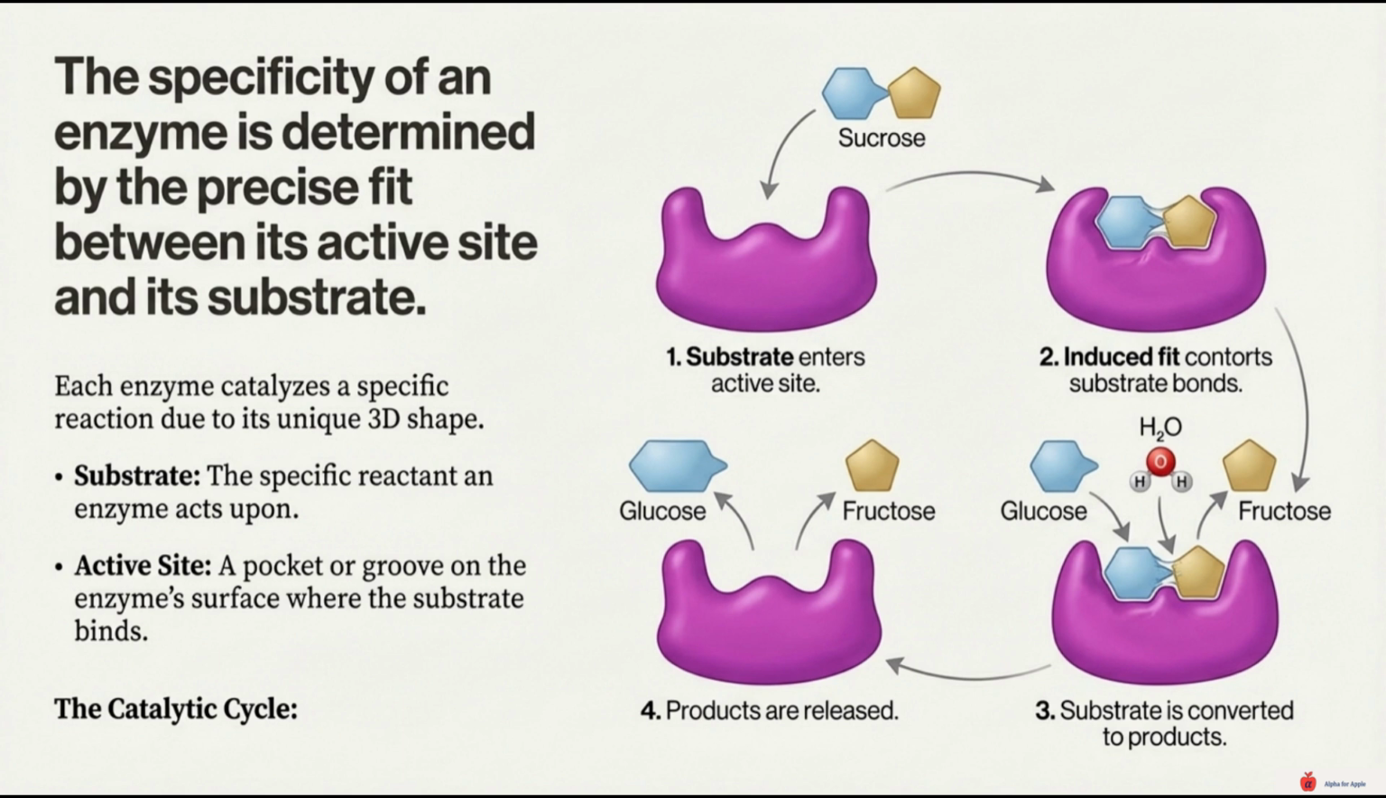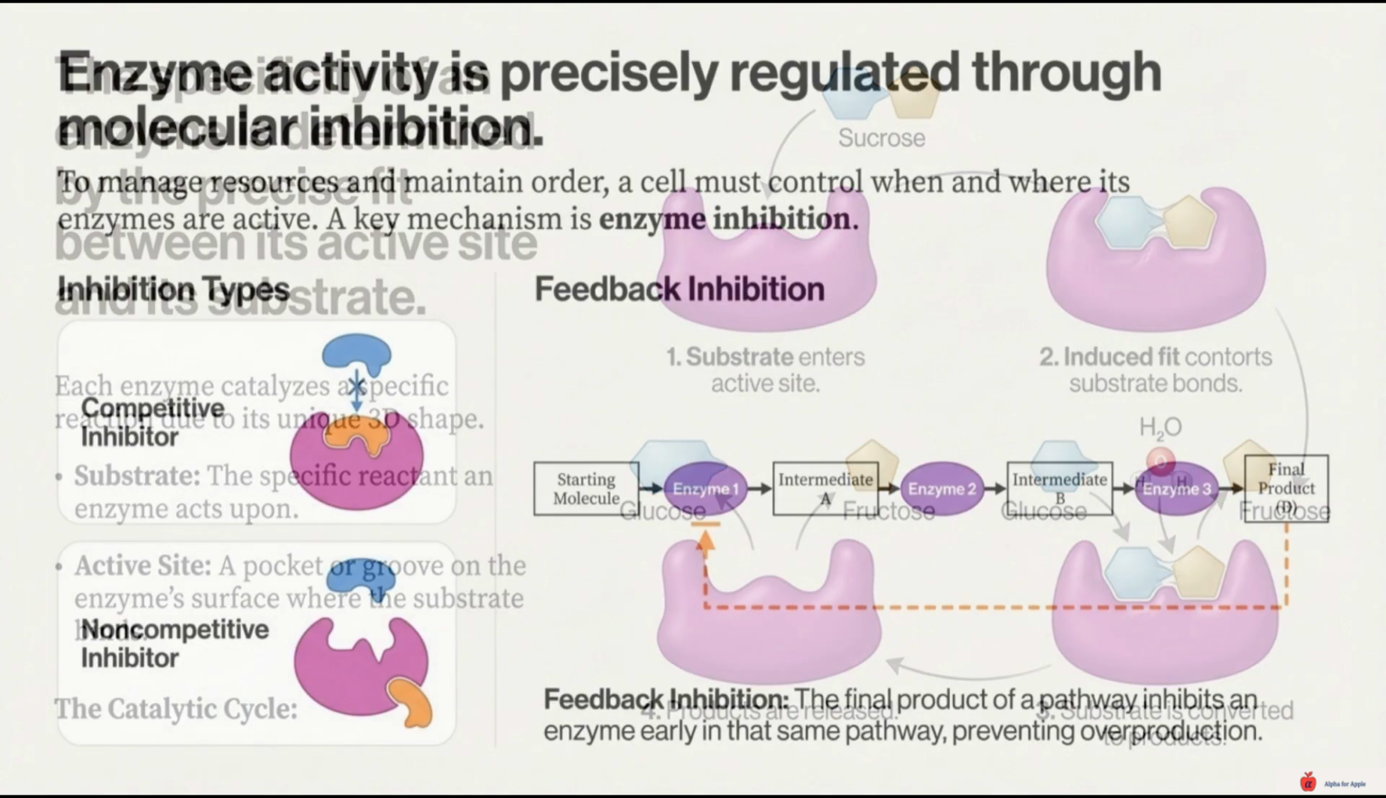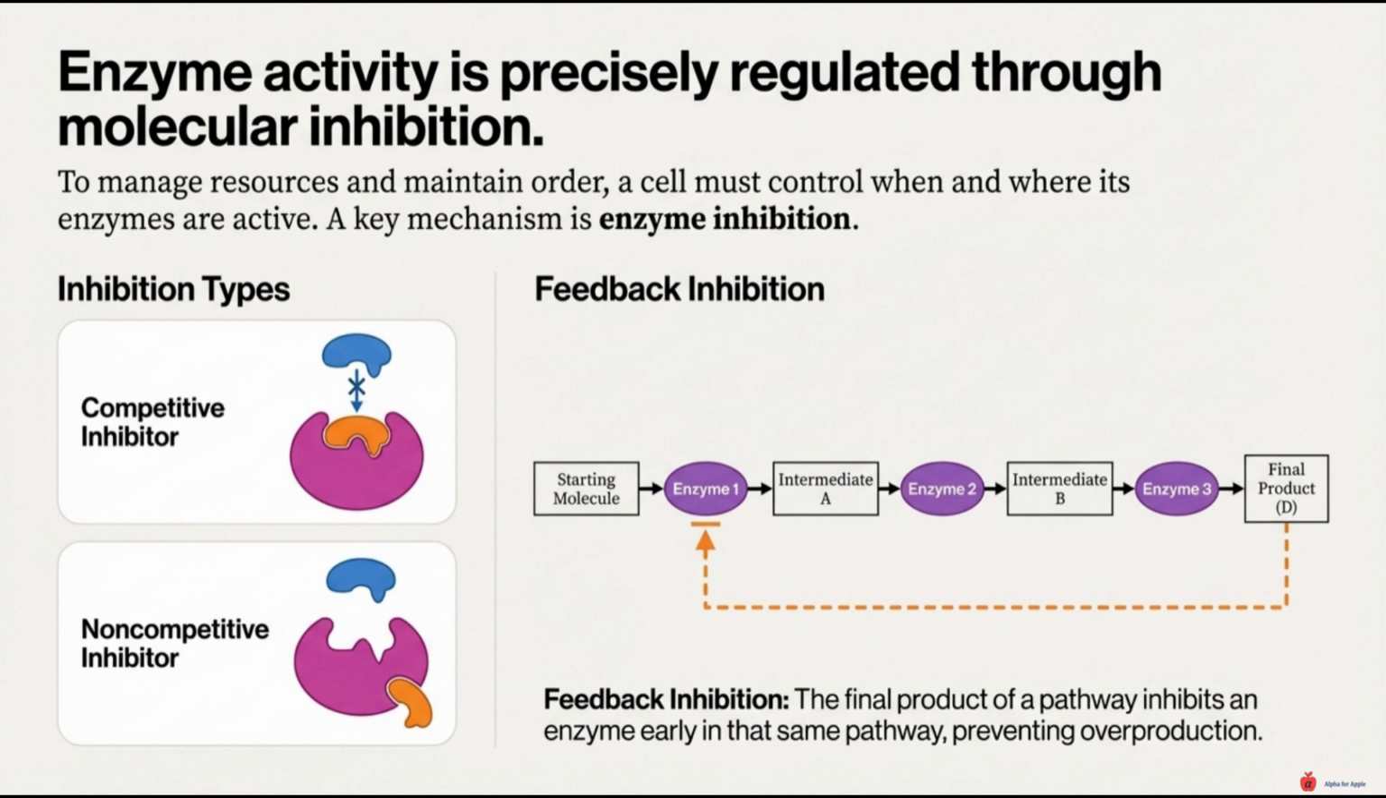But with reactions happening that fast, the cell can't just let them run wild. It needs exquisite control. And that regulation comes from molecular inhibition. An inhibitor is basically a chemical that interferes with the enzyme. Right, and there are a couple of main types. Competitive inhibitors look a lot like the actual substrate. They compete for the same spot, effectively blocking the active site.